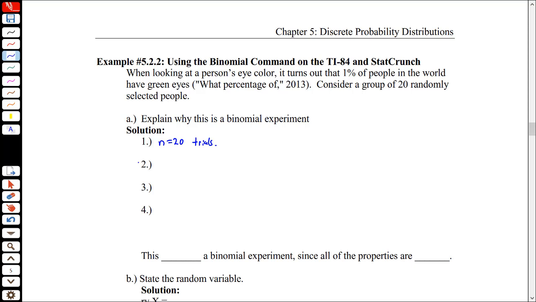So next, what we want to do is determine whether or not the trials are independent. That means that if I know the results of the first trial, does that tell me about the next trial? So imagine that you've selected 20 people. If I answer whether or not the first person has green eyes, does that tell me about the second person? No, so we can say, all right, the trials are independent.